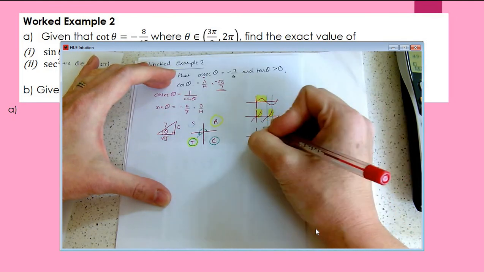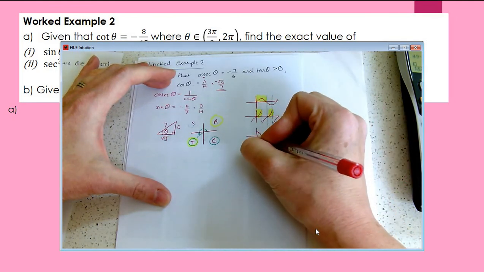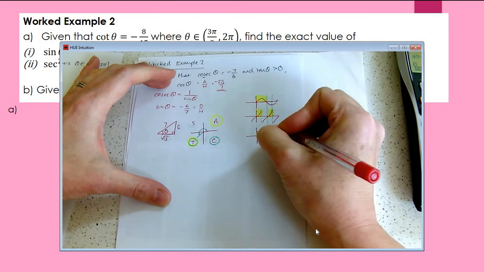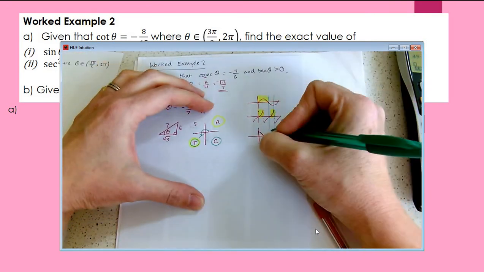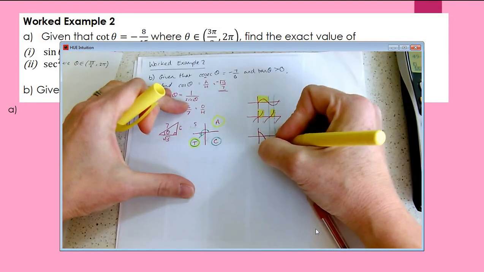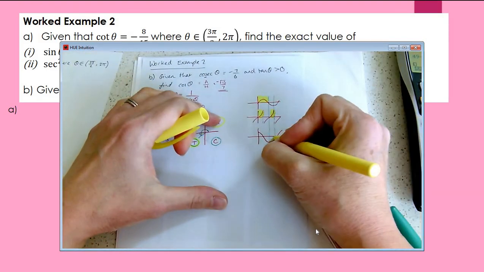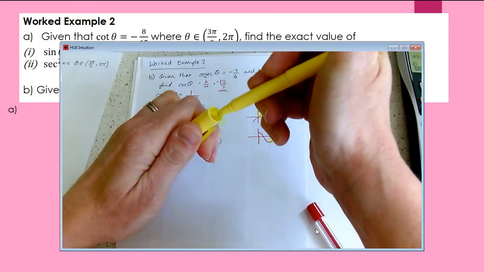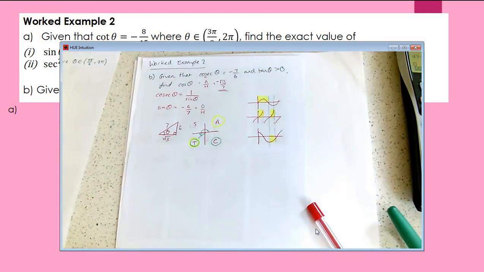So remember your cos graph. We extend those lines down to this region, and we can see that in this zone we've got a negative value for cos. Right, let's switch back to the questions now.